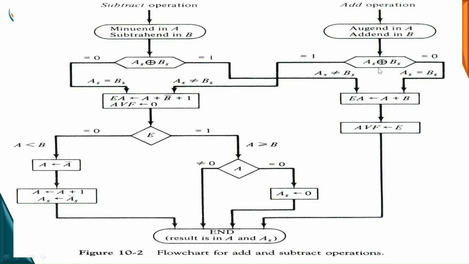Addition is simple. You are just adding the contents of the A and B registers. The result is stored in E and A, where E contains the carry and A contains the result. Whatever carry is in E is transferred to the overflow flip-flop. That is considered your overflow. So this is the flowchart of addition and subtraction of sign-magnitude data.